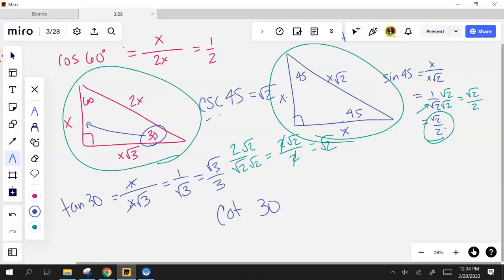Now, whenever I flip it for cotangent, imagine this is kind of the same thing. I can flip either one of these. I'm probably going to flip this one so I don't end up with a radical in the bottom again. And I could rationalize it and come back to the same thing if I wanted to, like I did here. But really, there's no sense in doing all that extra work.